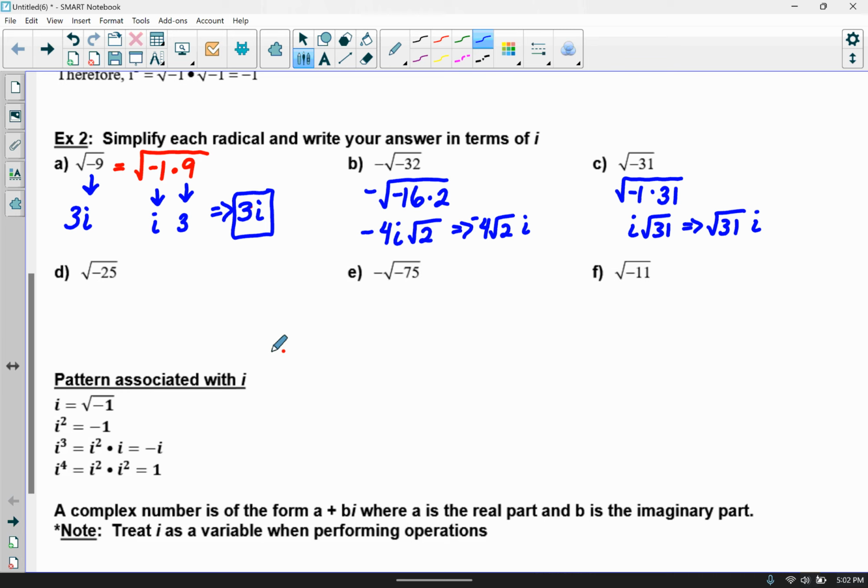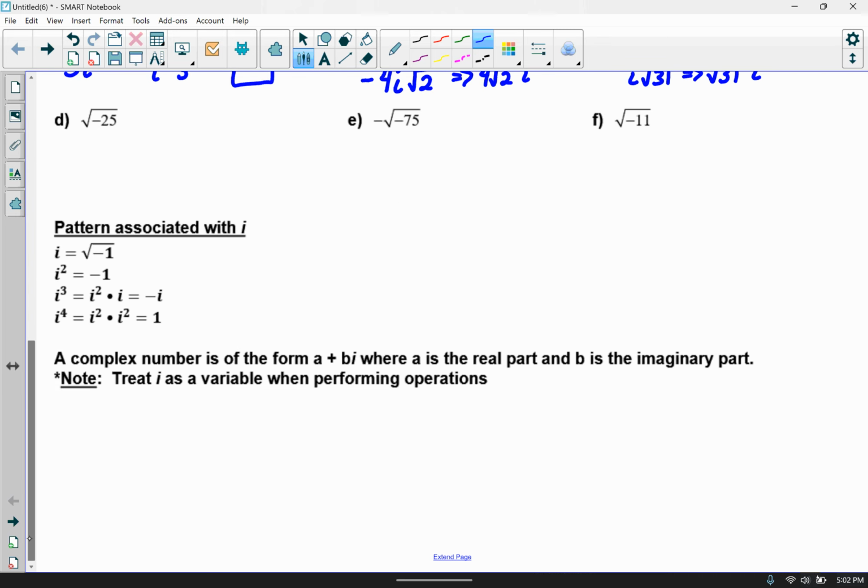All right, I'll let you pause the video and you try D, E, and F on your own. All right, so some patterns associated with i down below. i is definitely equal to the square root of negative 1. If you ever forget, in your calculator, i can be found by hitting second and your decimal key. So you have to know that i is the square root of negative 1. But for example, if you forget what i squared is, if you hit second and your decimal key and then raise it to the second power, it'll tell you it's negative 1.